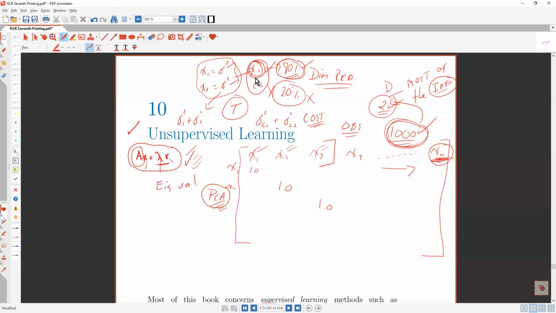Because then if they wanted to just keep C1 and C2, why don't they just keep X1 and X2? Why do the transformation at all? Right? The purpose of the transformation is so that you can reduce the data. Now, this idea of data reduction, right?